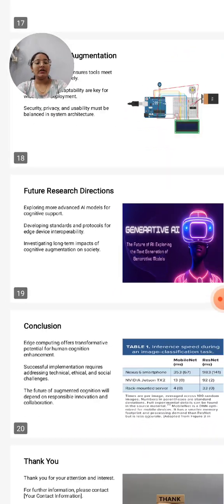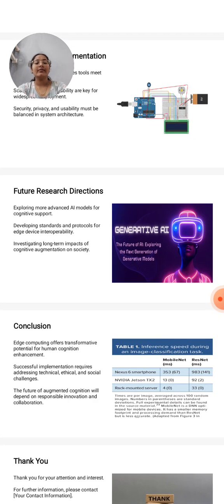So, hence, we come to the conclusion. Edge computing offers immense potential for human cognitive enhancement. Successful implementation requires addressing technical, ethical, and social challenges. The future of augmented cognition will depend on responsible innovation and collaboration.